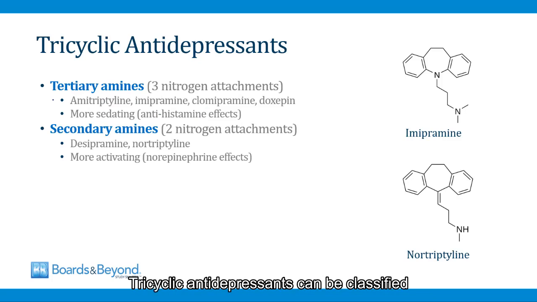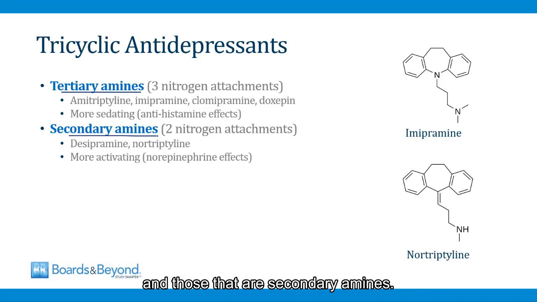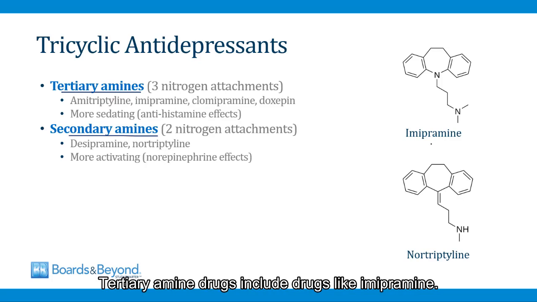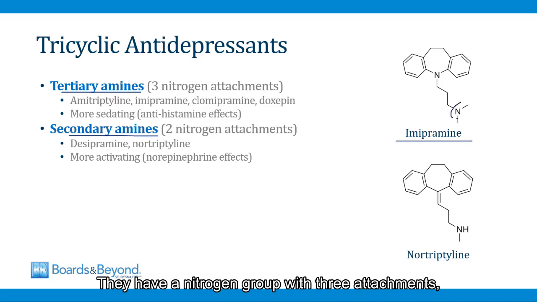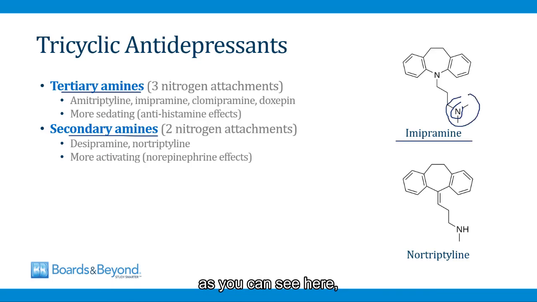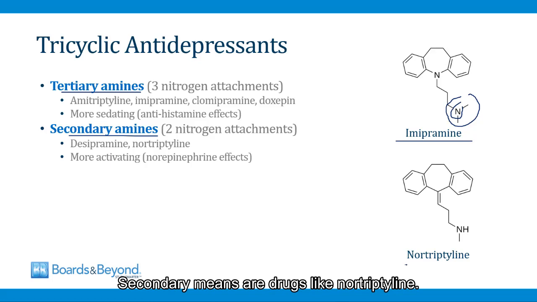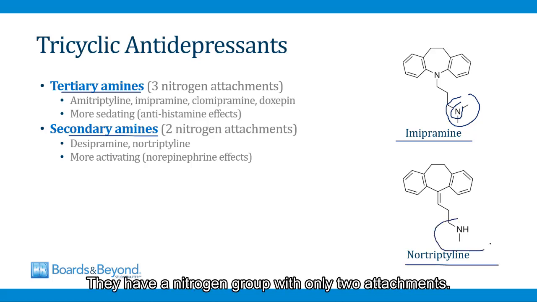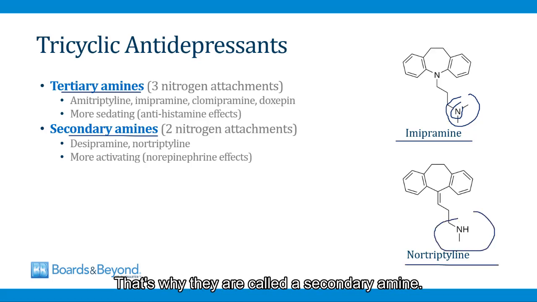Tricyclic antidepressants can be classified into those that are tertiary amines and those that are secondary amines. Tertiary amine drugs include drugs like imipramine. They have a nitrogen group with 3 attachments, as you can see here. That's why they're called a tertiary amine. Secondary amines are drugs like nortriptyline. They have a nitrogen group with only 2 attachments. That's why they are called a secondary amine.